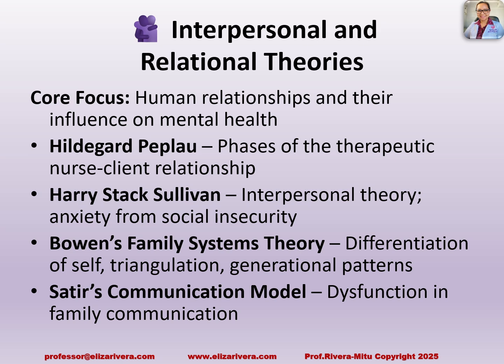Bowen's family systems theory introduces concepts like differentiation of self and triangulation, explaining how family patterns across generations influence individual behavior. And lastly, Satir's communication model focuses on how dysfunctional family communication can contribute to psychological issues. Understanding these theories provides a comprehensive framework for addressing mental health through relational contexts, which is crucial for effective therapeutic interventions and improving patient outcomes. These theories are important for family therapy, group work, and community mental health.